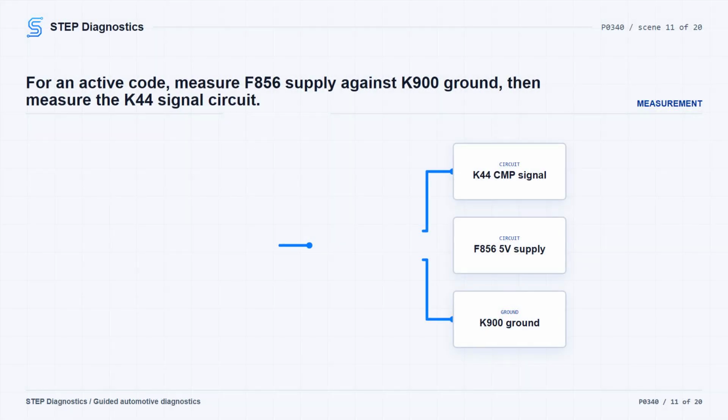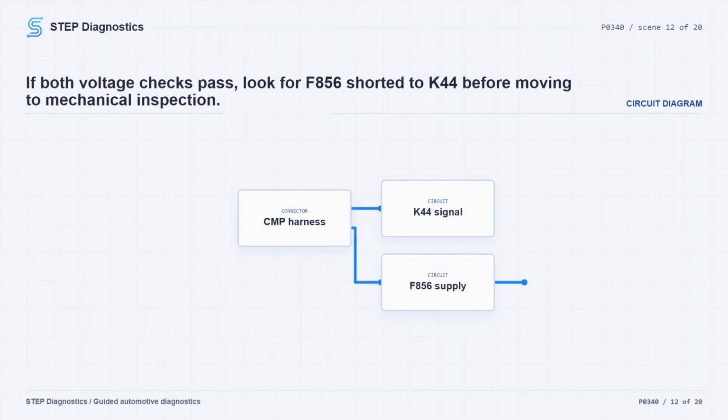If the code is active or pending, turn the ignition off and disconnect the CMP sensor harness connector. Turn the ignition on. Measure voltage between the F856 5-volt supply circuit and the K900 ground circuit at the CMP sensor connector. You are looking for between 4.8 and 5.2 volts. If that voltage is correct, measure the K44 CMP signal circuit at the CMP sensor connector. That circuit should also be between 4.8 and 5.2 volts.